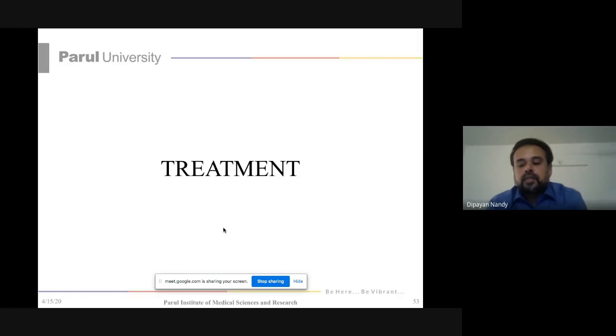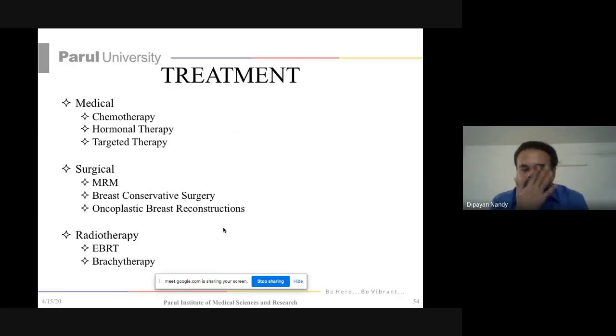Going further, now let's discuss the treatment. Treatment of breast cancer is of course a very extensive topic, and we will not be able to go into details of everything. So let us just try and understand the basic modalities of treatment that we have.